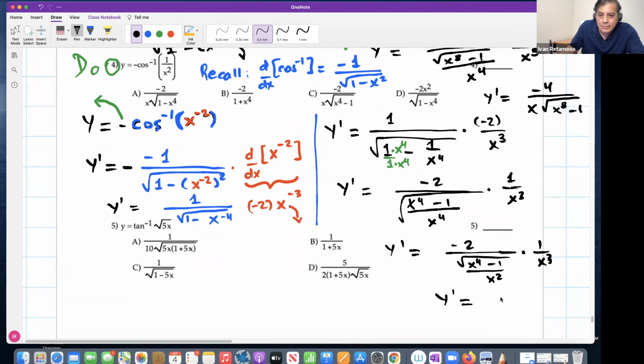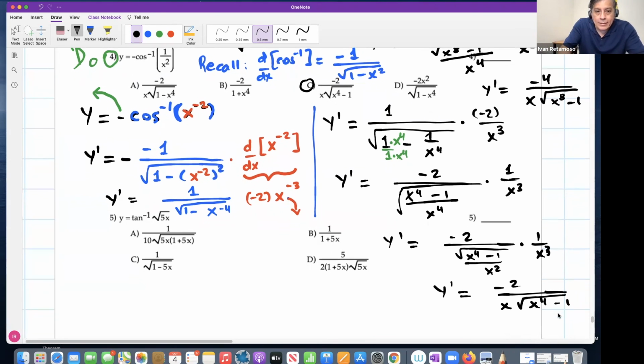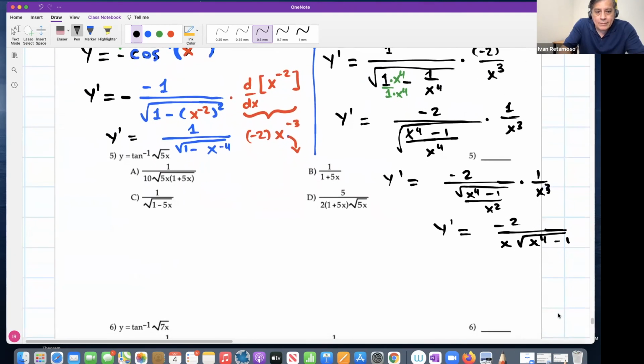So y prime will be minus 2 over x, the result of dividing these two, times the square root of x to the 4 minus 1, right? And that should be it, right? That should be the final answer. And it's here. Very good, guys. Excellent. Now let's go over the last form, which is this one, 5 and 6.